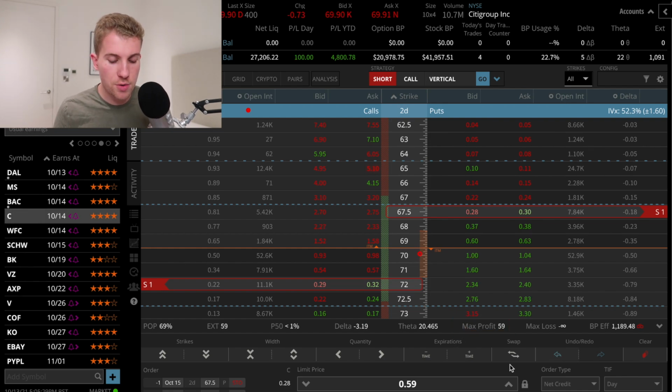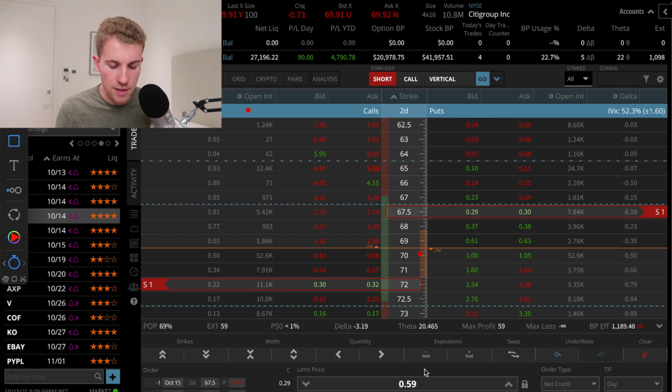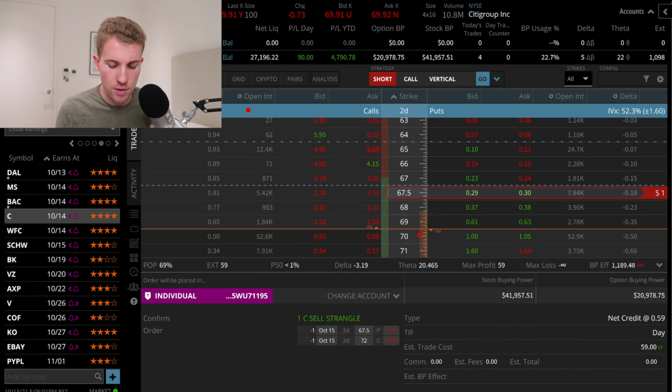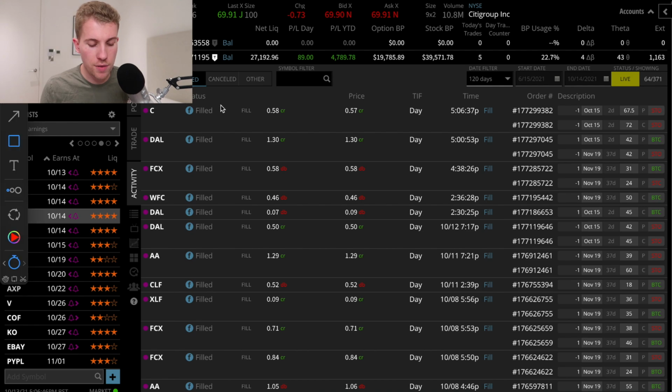So now that I've chosen my strikes, you can see that it's always the same thing. Basically, I'm always doing the same trades over and over, choosing approximately the same strikes in terms of how far out the money they are. And I'm going to collect basically a credit of 59 cents. So let's see if I get filled. So now my trade has been filled. As you can see, I collected a credit of 58 cents.